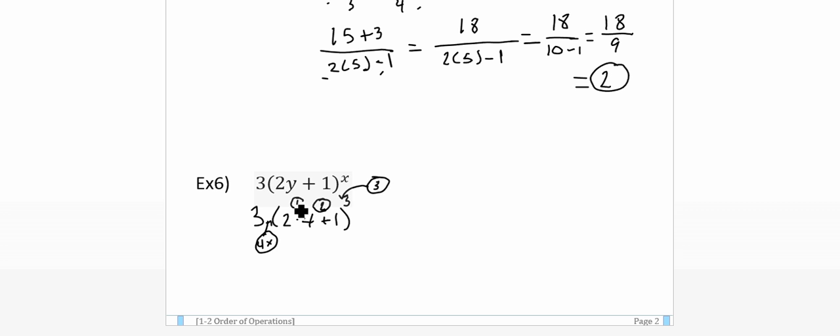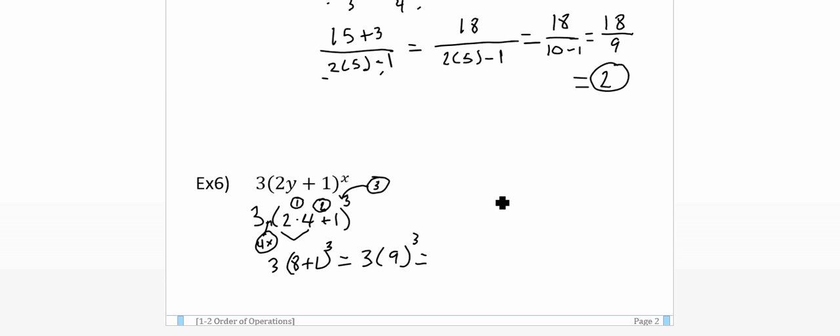Okay? Then I just follow the steps. Do my 2 times 4. 2 times 4 is 8 plus 1. Leave everything else. Make everything else come straight down. 2 times 4 is 8 plus 1 to the third. The 3 comes straight down. Do my next step. 8 plus 1 is 9, so I have 3 parentheses 9 to the third. Do my next step, which is the power.